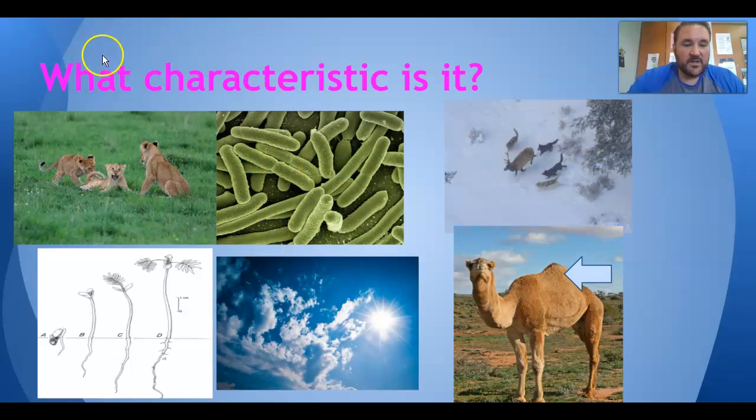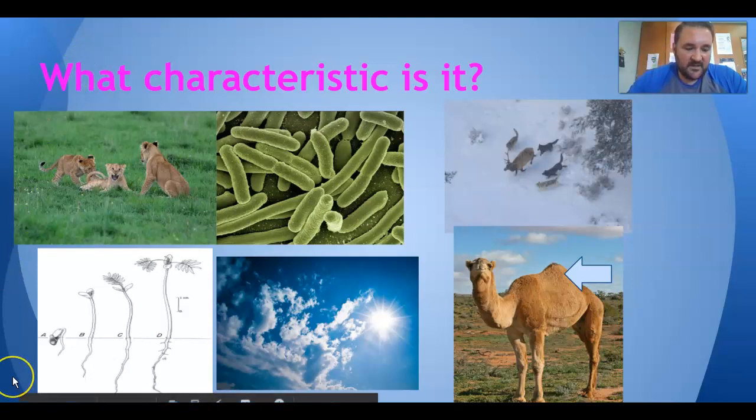So let's talk about what characteristics each one of these is. Your characteristics, is it going to be reproduction? Is it going to be having cells respond to stimulus? Is it an adaptation? Is it energy or grow and develop? Take a minute. I'll be back in a second. Pause the video and try and answer those 6 pictures with which one you think I mean.